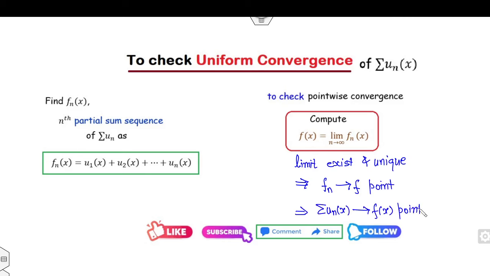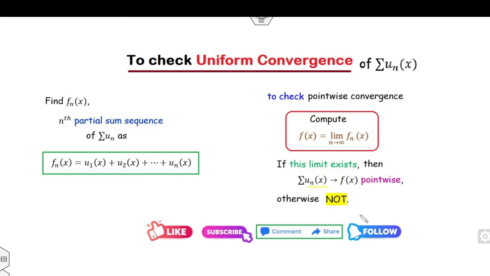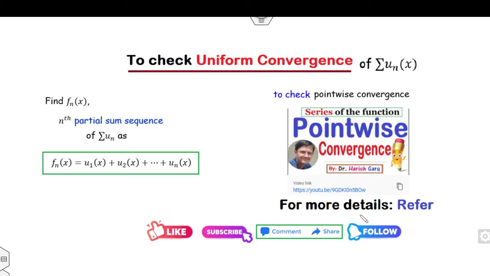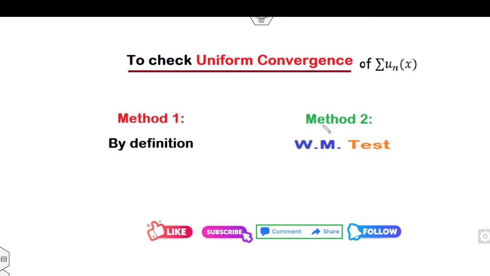On the other hand, if the limit does not exist or is not unique, then we can say the series or the sequence does not converge pointwise. For more detail, you can watch my video on pointwise convergence. Now, how can you check the uniform convergence? There are two methods I will explain. The first method is by using the definition. The second method is by using the Weierstrass M-test.